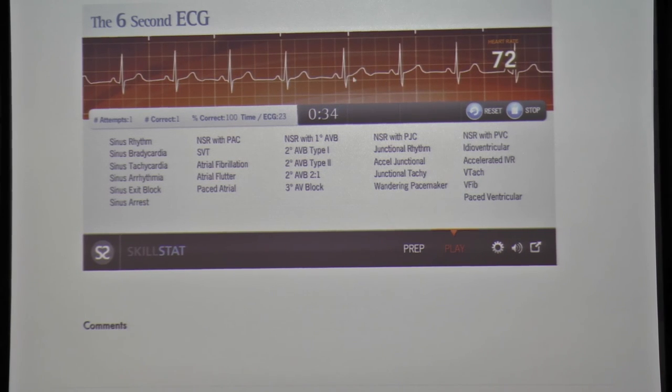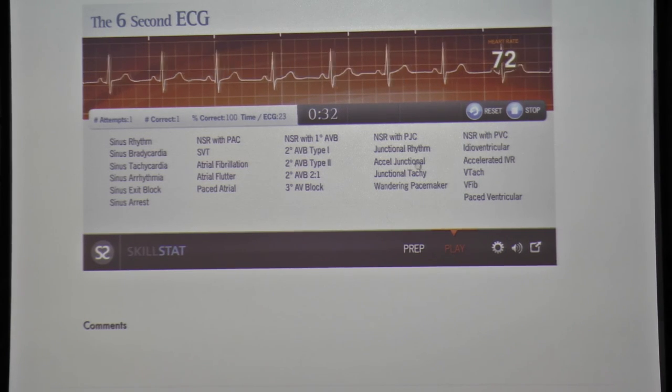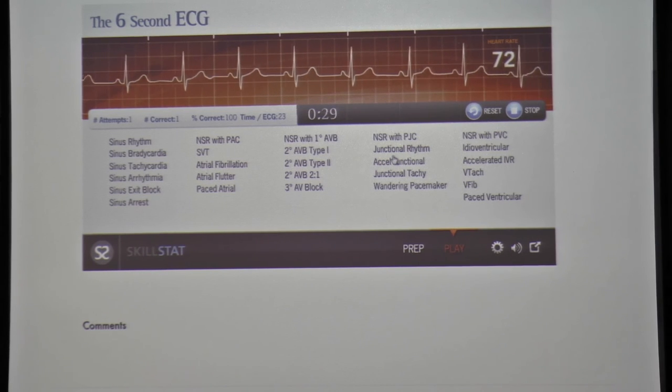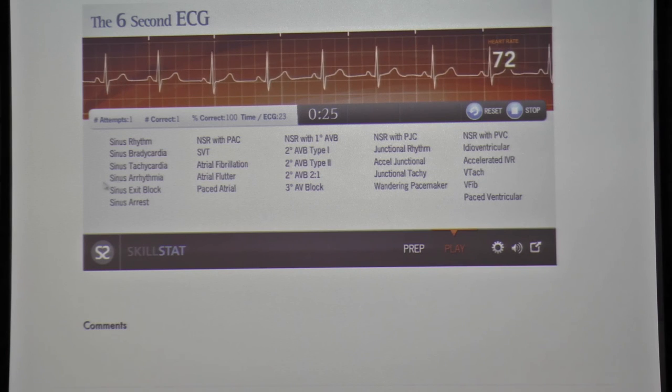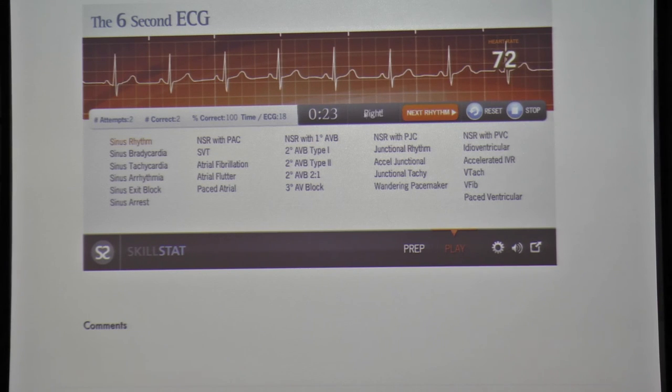Okay, so we got another sinus, right? P wave, QRS, T wave, P wave, QRS. Let's let it go and make sure there's no extra beats. But the heart rate is 72, so we're not going to call it sinus tachycardia, we're just going to call it a sinus rhythm.